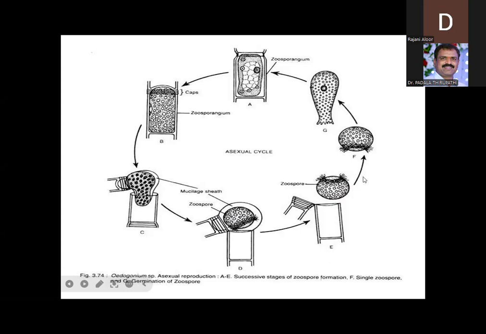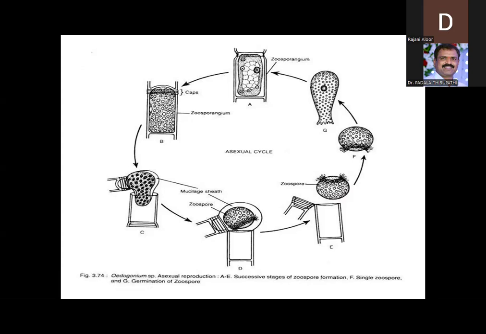This occurs during the time when favorable conditions are there. At that time, you can observe here: in favorable conditions, some of the vegetative cells function as zoosporangia. This one is called the zoosporangia. Some of the cells are this part. You can observe A and, second one, the B part. Some of the vegetative cells function as zoosporangia.